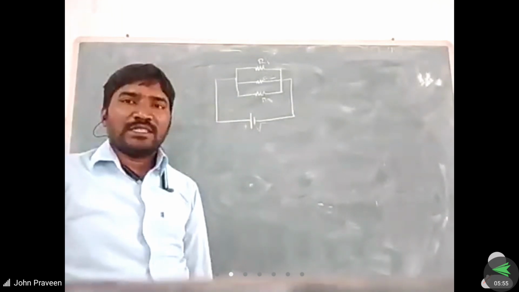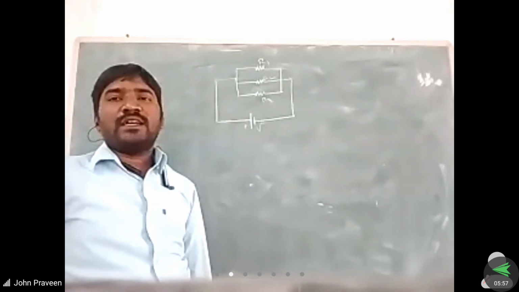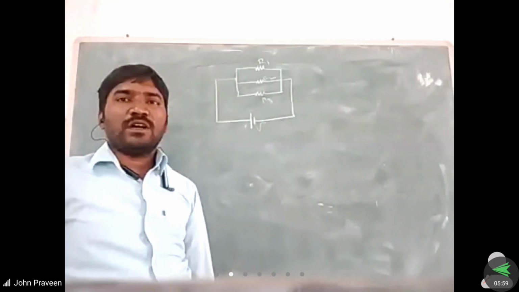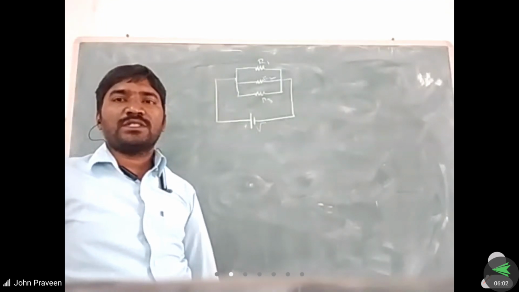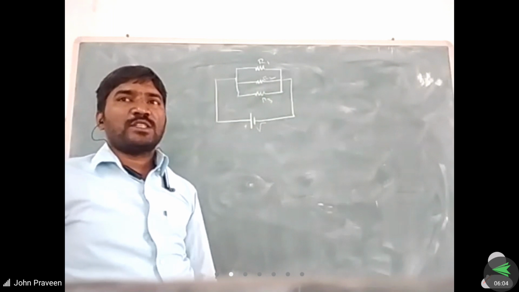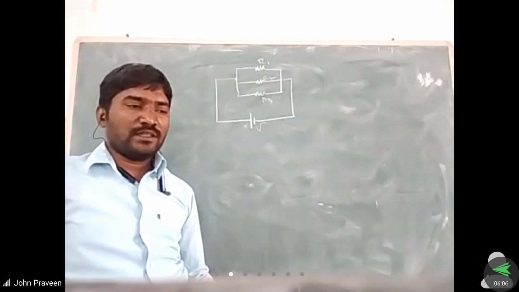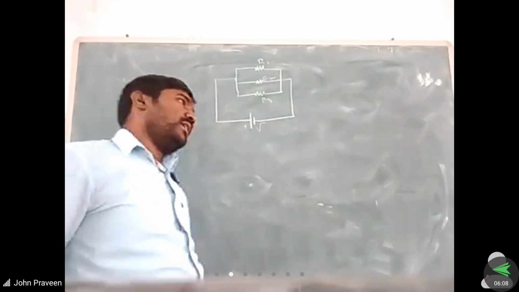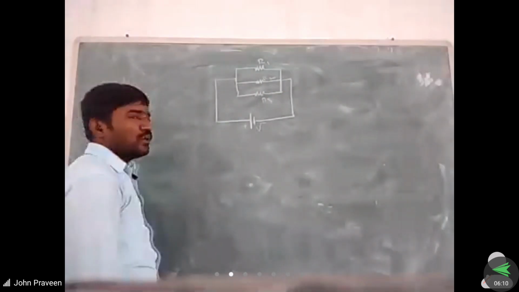Kirchhoff voltage law and current law. So incoming is equal to outgoing. Incoming is equal to outgoing. So that concept we write there. So incoming current is equal to outgoing current.